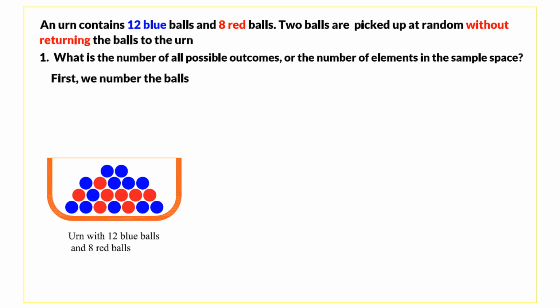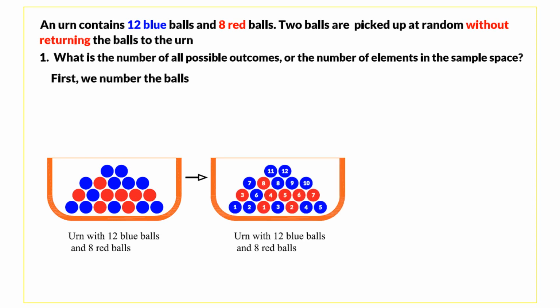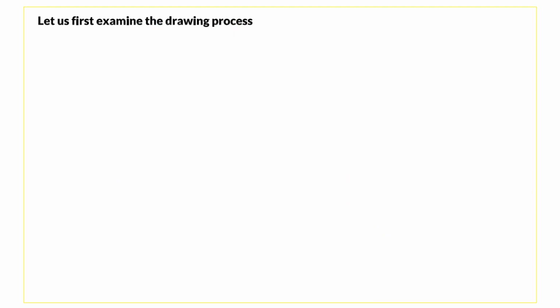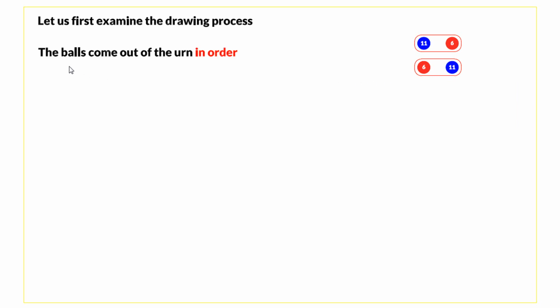First, we number the balls to make them distinguishable. So we number red balls from 1 to 8 and blue balls from 1 to 12, or we number all of them from 1 to 20. So let us first examine the drawing process. The balls may come out in the order of blue first and red second, or red first and blue second. So that means the balls come out of the urn in order.